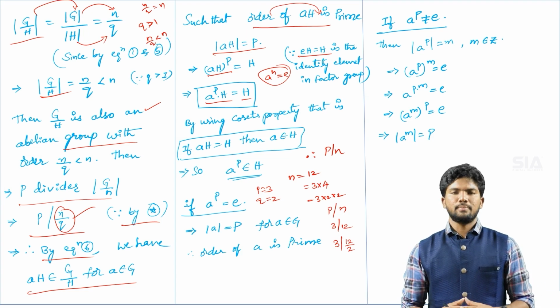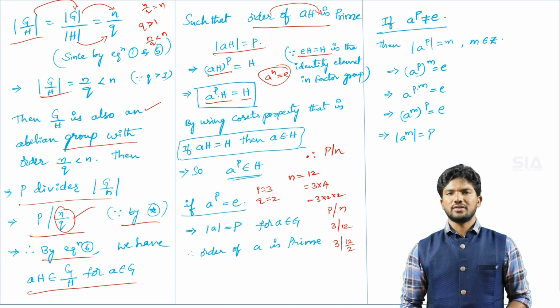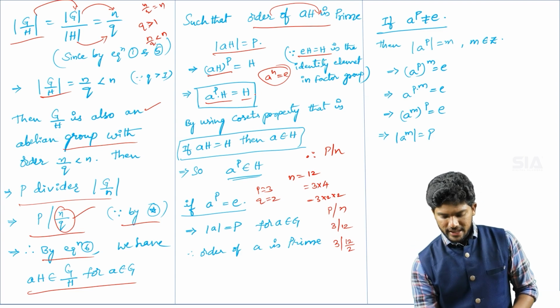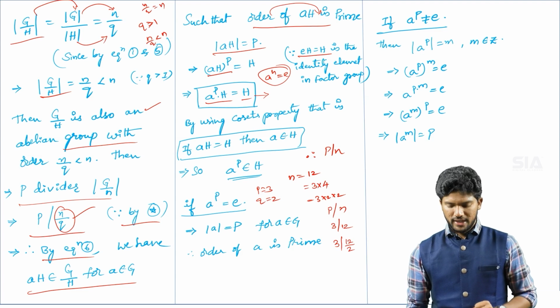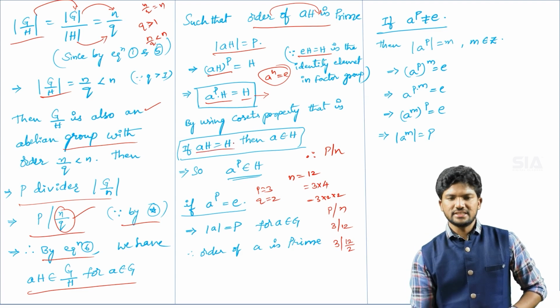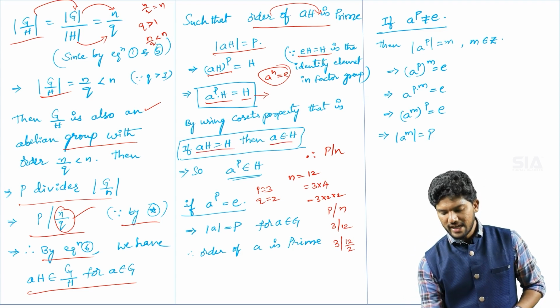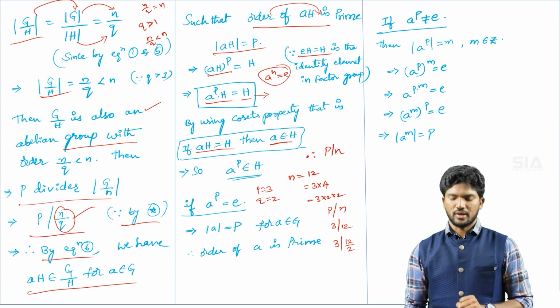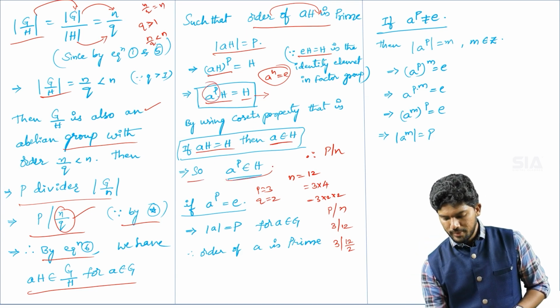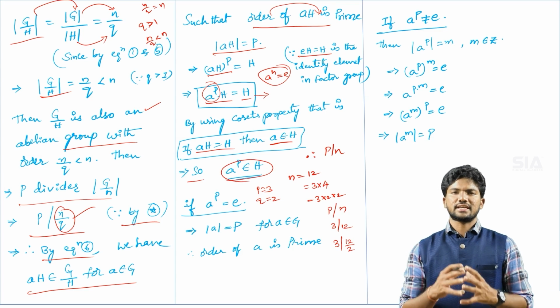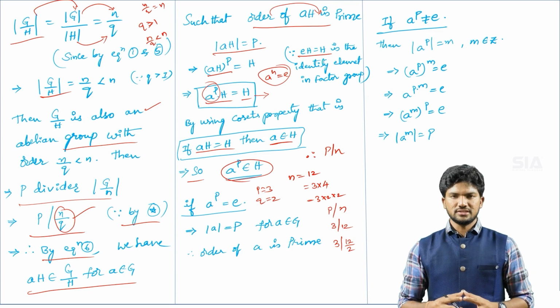So therefore a power p into h is equal to capital H. Again this equation is in the form of one of the coset properties, that is, if ah is equal to h, then a belongs to H. Second coset property. So therefore this element a power p belongs to H, by using that condition a power p belongs to capital H.